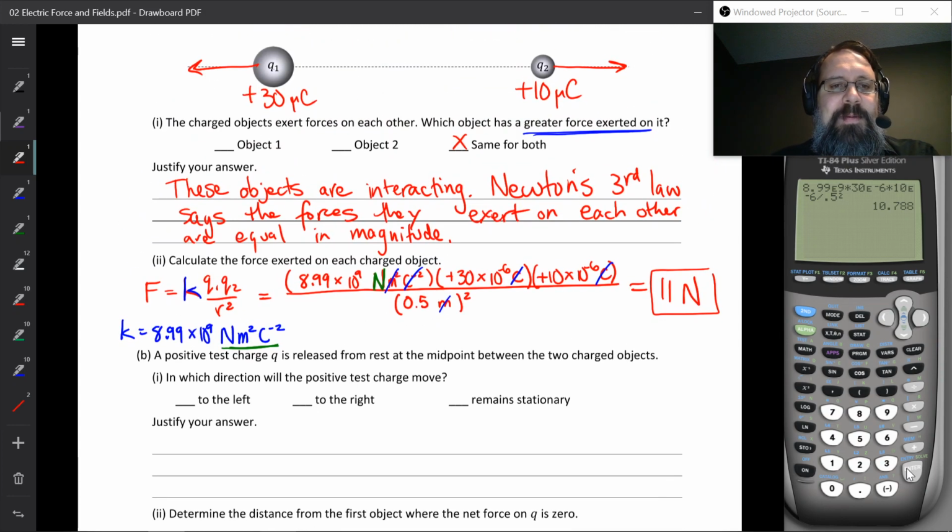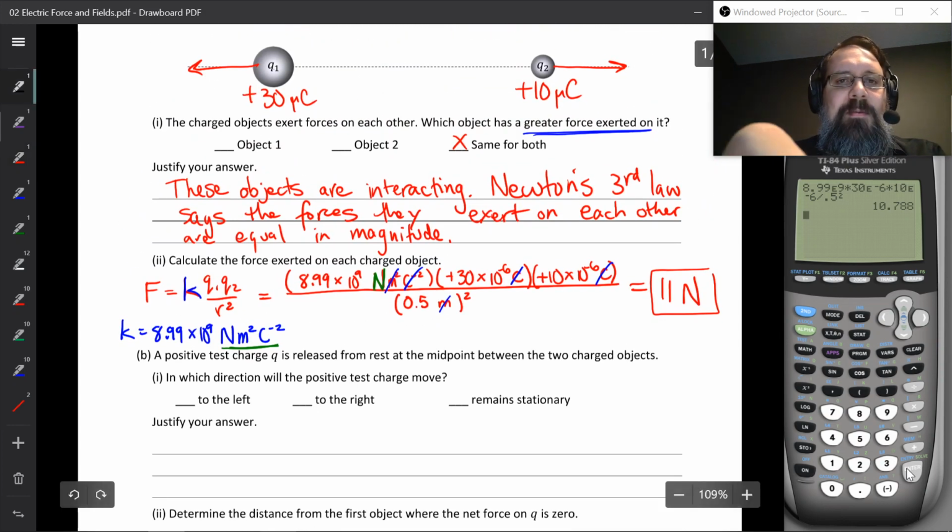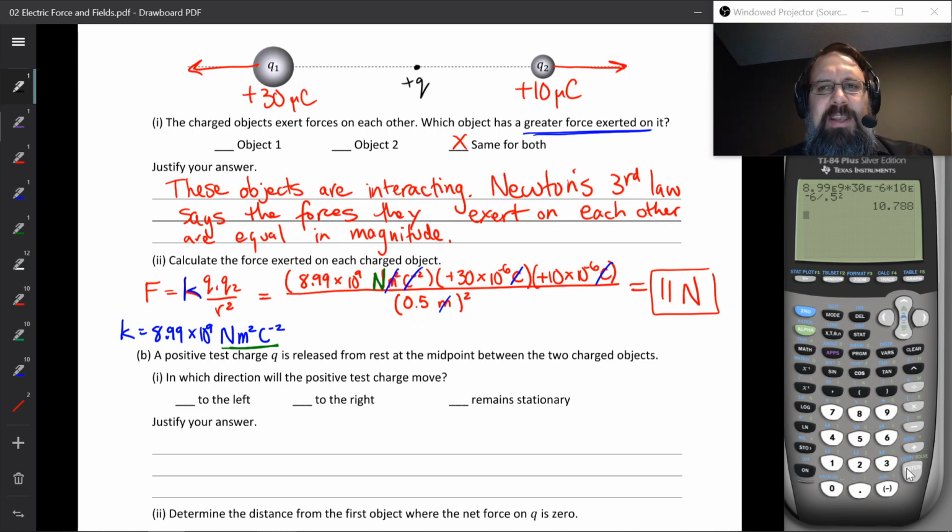Okay, let's look at part B. So a positive test charge, we're going to place a positive test charge. What I mean by that is it's not really a charge, it's kind of just an imaginary charge. So I'm just going to call it positive Q. It's a really, really small charge, so it's not really going to have any effect on the charges that are already there. We're just going to use it to probe in and see what's going on there. Like, what would happen to that imaginary charge if we placed it in that location? What would these other charges do to it?